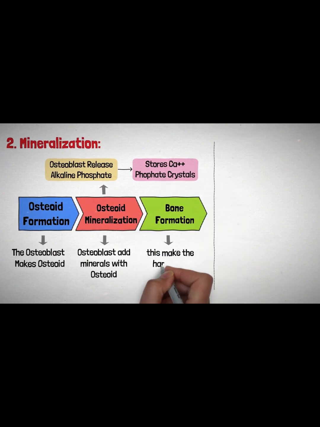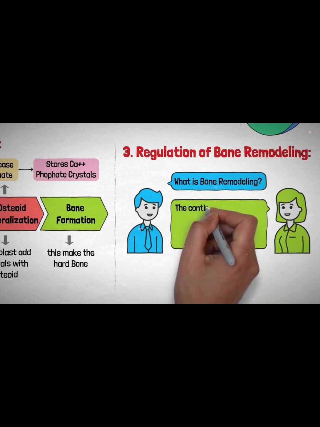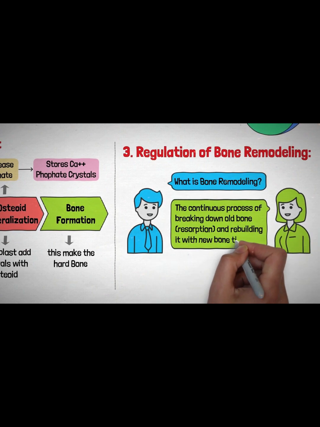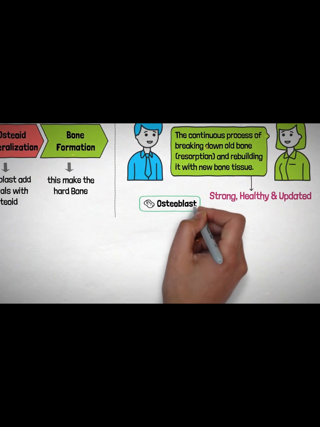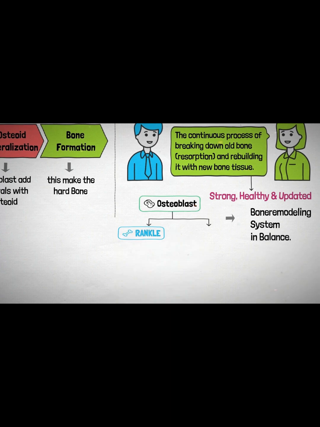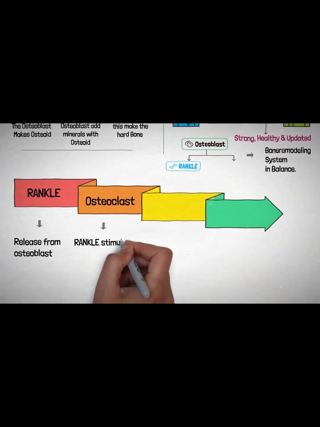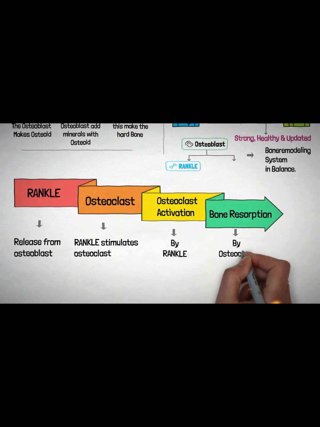Regulation of bone remodeling. Bone remodeling is a continuous process in which old bone is broken down and new bone is formed, so that the bone remains strong, healthy, and updated. Osteoblasts produce two important proteins that keep the bone remodeling system in balance. The first is RANKL. This protein is released by osteoblasts and stimulates osteoclasts. As a result, osteoclasts become active and start the resorption, that is, the breakdown of bone.